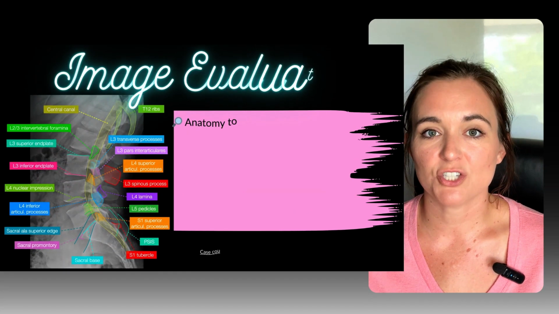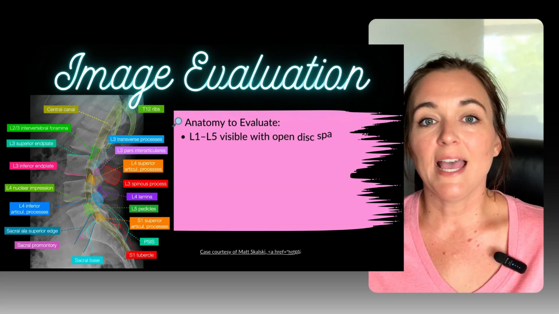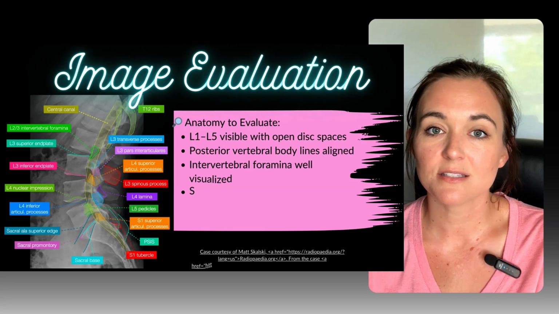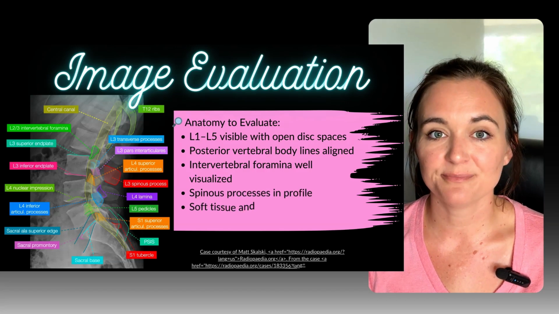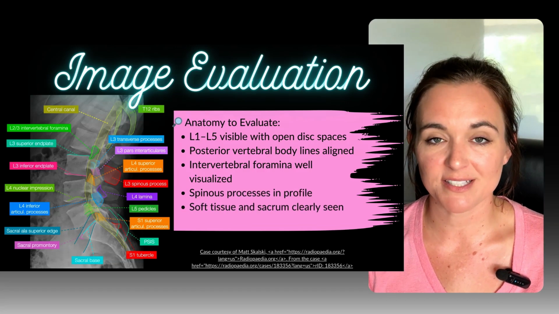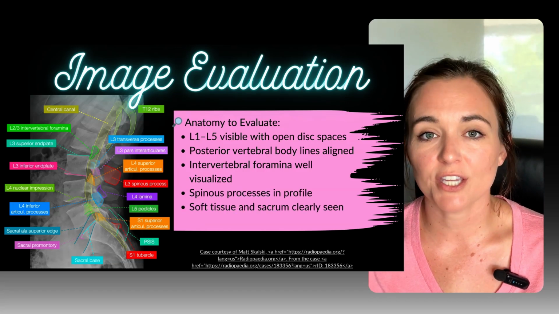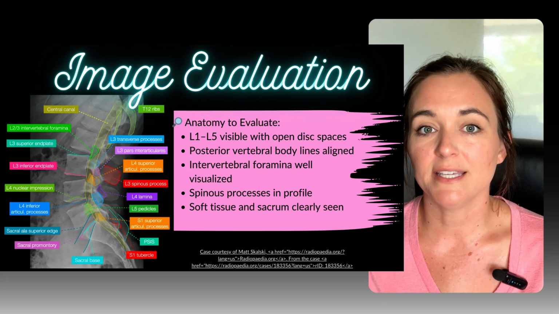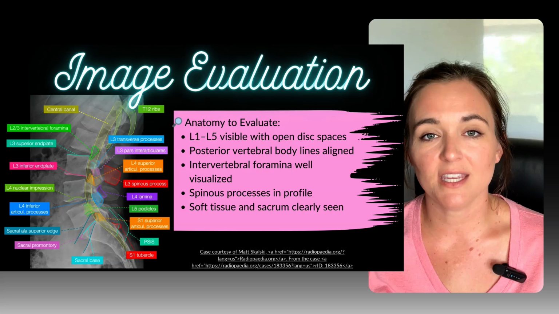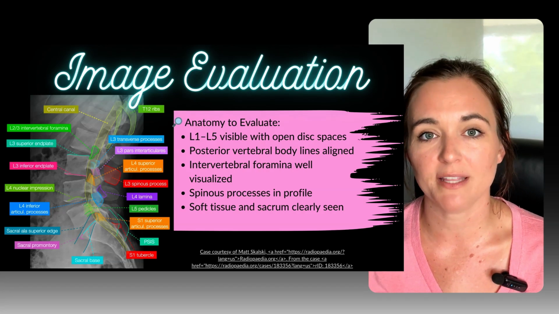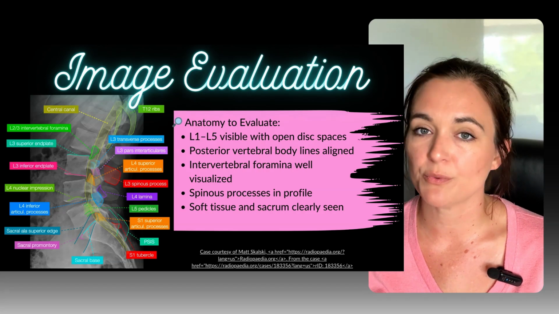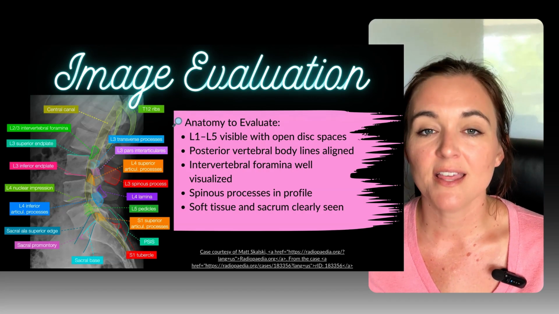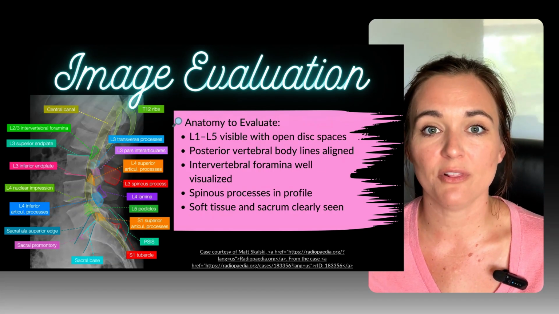Here's the anatomy to visualize in the lateral L-spine. L1 to L5 vertebral bodies. You should see the bodies well separated and square, open intervertebral disc spaces. If they're compressed, check your positioning. Spinous processes lined up in profile, and check both the anterior and posterior vertebral body lines. They should form smooth curves with no step-offs. If the posterior margins are misaligned, that's a red flag for spondylolisthesis.